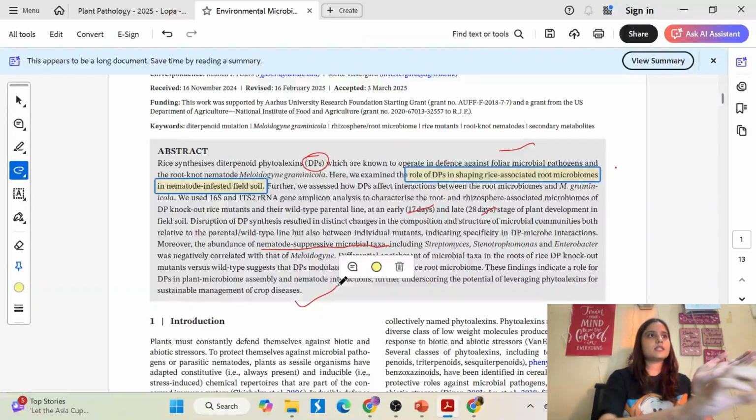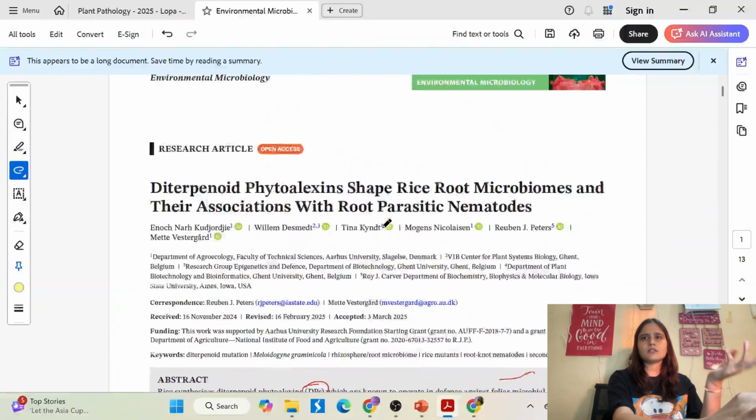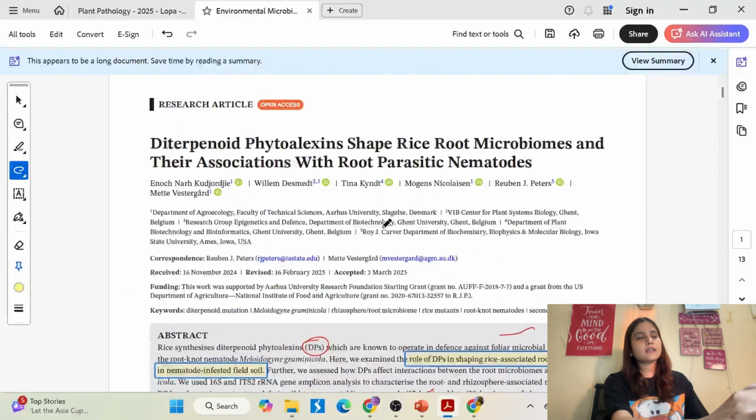Okay, so this was about phytoalexins. We have seen two examples. The first one was camalexin and another one was diterpenoid phytoalexins.